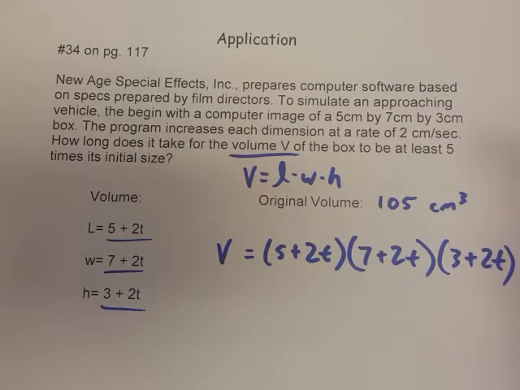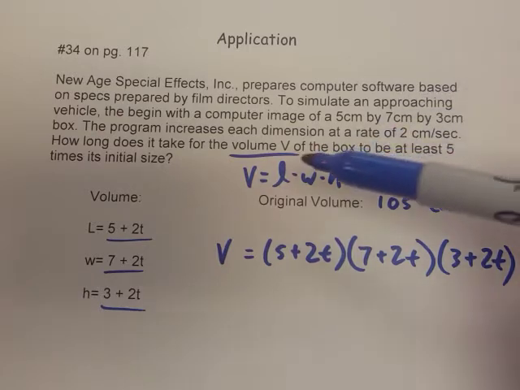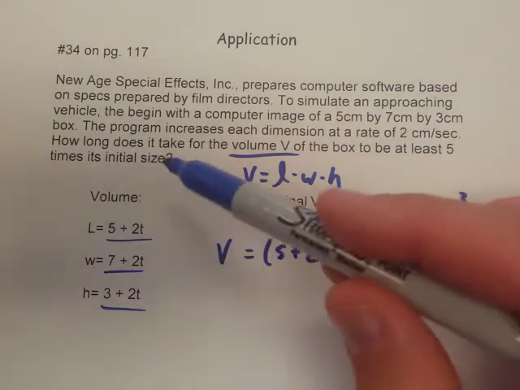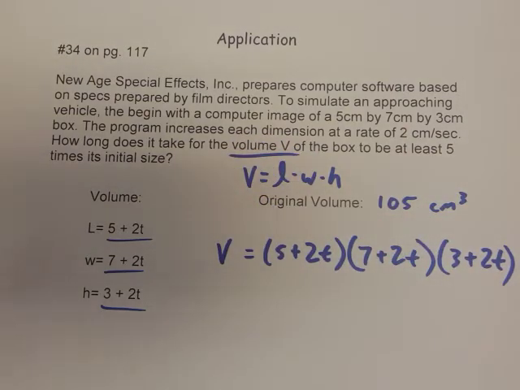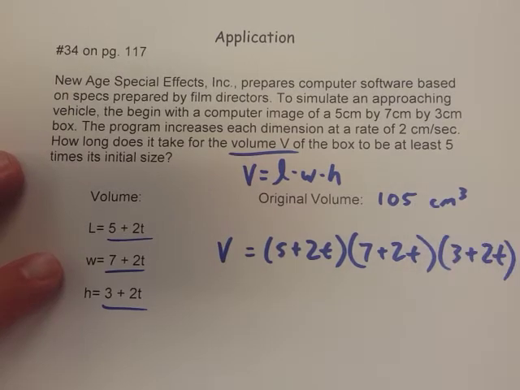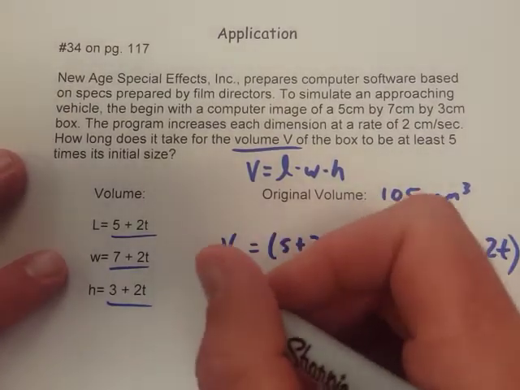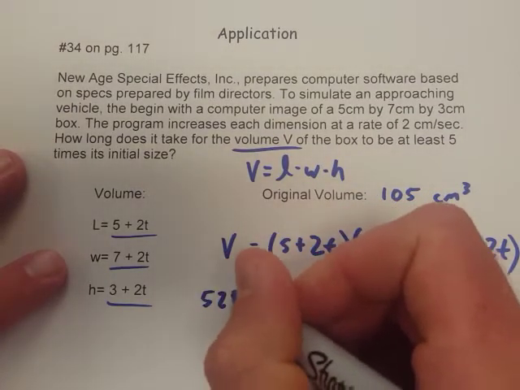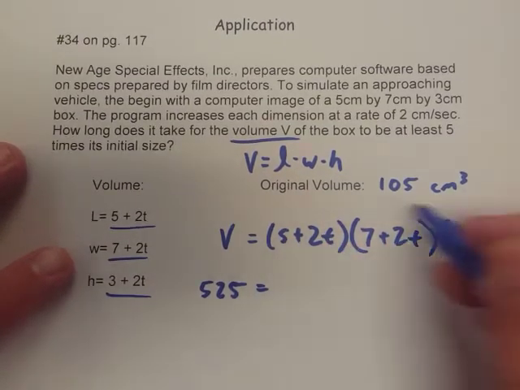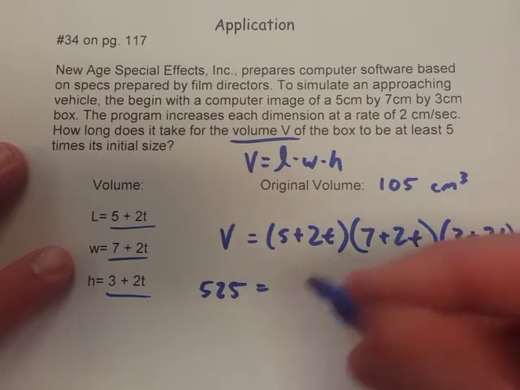We want to find out how long it takes for the volume of the box to be at least 5 times its initial size. It just keeps growing, so any time past the point where it's equal to 5 times this is also going to work. First of all, what is 5 times 105? Multiplying that, it is 525. So we want to find out when 525 is equal to this function.